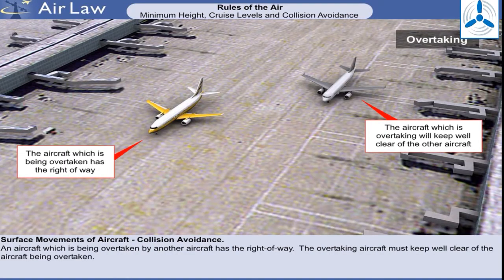Any aircraft which is being overtaken by another aircraft has the right of way. The overtaking aircraft must keep well clear of the aircraft being overtaken. That completes the lesson on minimum height, cruising levels, and avoidance of collisions.